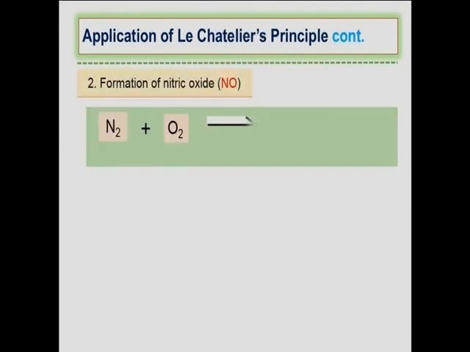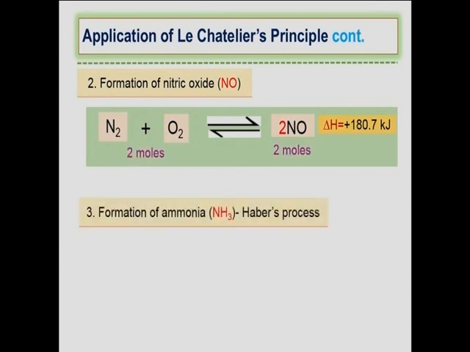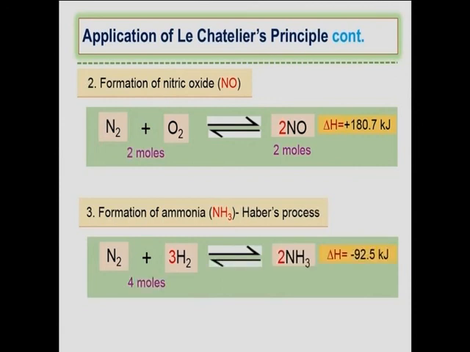And likewise, you can also predict the factors or conditions that will favor more production of nitric oxide. You just try yourself. And we have the formation of ammonia, Haber's process. So how can we produce more ammonia since the reaction is reversible? You can just predict yourself. Once you know whether the reaction is exothermic or endothermic, we can easily predict the conditions for more production of the yield.